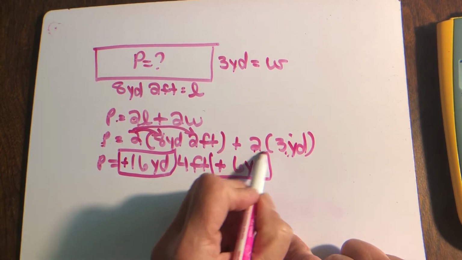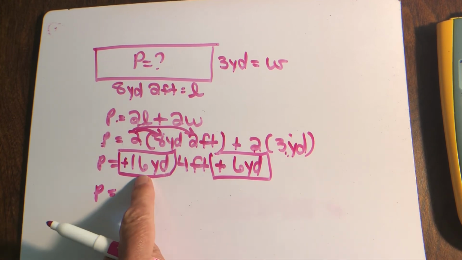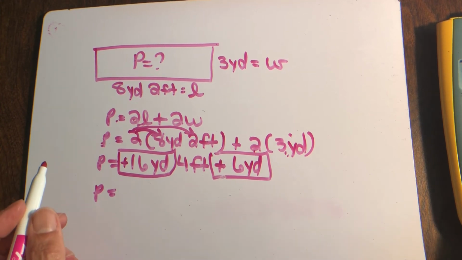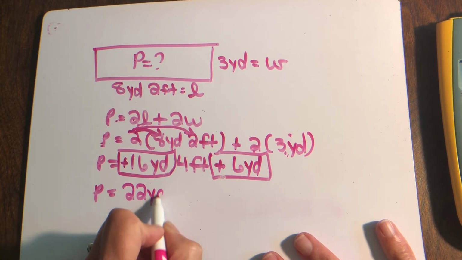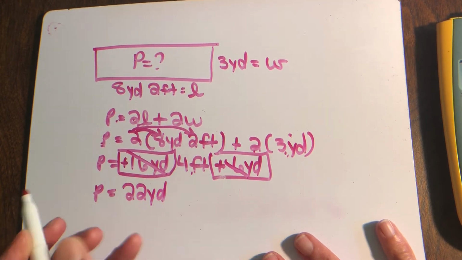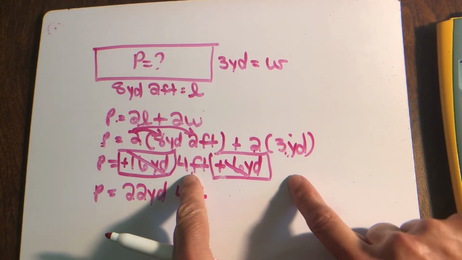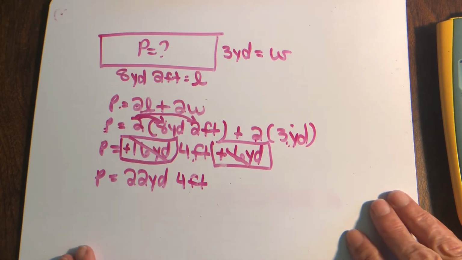So I want to box off my like terms, and then I want to combine them. They're both positive, so you would add 16 plus 6. Just go to your calculator and do it. And you get 22 yards, okay? And then you have 4 feet left over, right? 4 feet doesn't have anything to add. So you think, okay, I'm done, 22 yards and 4 feet.